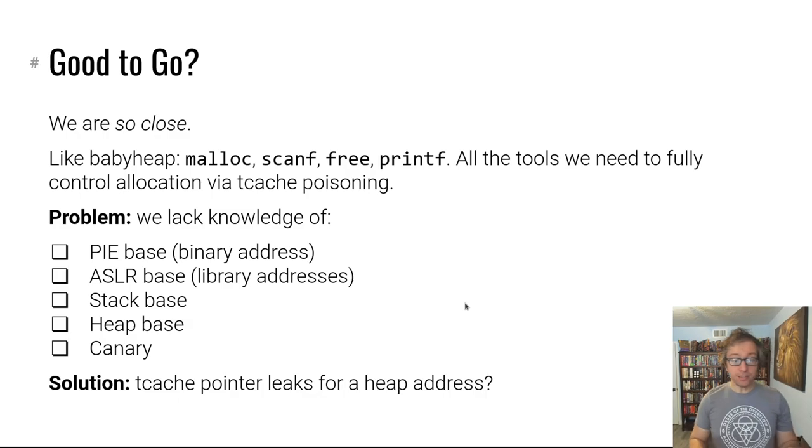So we're close, right? As in baby heap, you had the same sort of primitives. You had malloc, scanf, free, and instead of printf, you had puts. It's the same thing, honestly. And you used all these tools to achieve exploitation in baby heap. But here, we don't know where anything is, right? Unlike the scenario that you faced in baby heap.